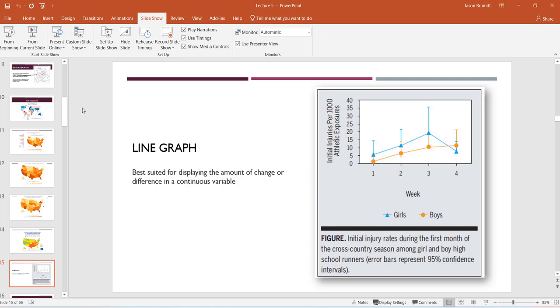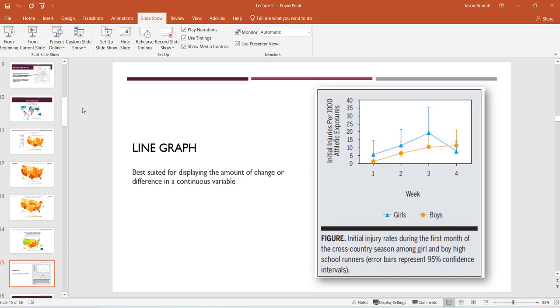Line graphs, very common. This is one from Mitchell Rao et al., one of his papers looking at people with their initial injuries during the season. So presenting initial injury rates during the first month of the cross-country season, and seeing where there are potentially more injuries occurring. We see that increase, and it appears that potentially week 3, if we're just looking at this particular graph, was an area of significant increase.